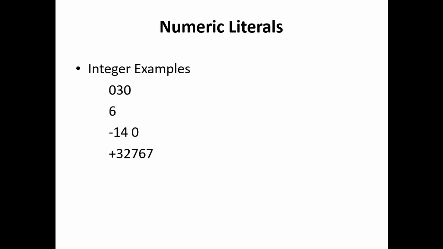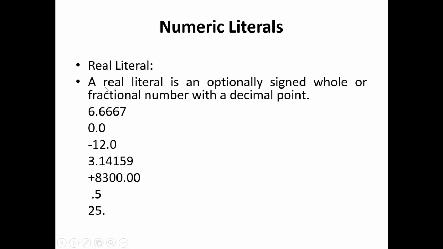Okay. So integer examples like 030, this is an example of an integer, it is a whole number, it doesn't contain a decimal point. Similarly 6, minus 14, 0, plus 32767, these are all examples of integers. And real literals. A real literal is an optionally signed whole or fractional number with a decimal point. Look at this example, 6.6667, this is a real number. 0.0 is a real number because it contains a decimal point.